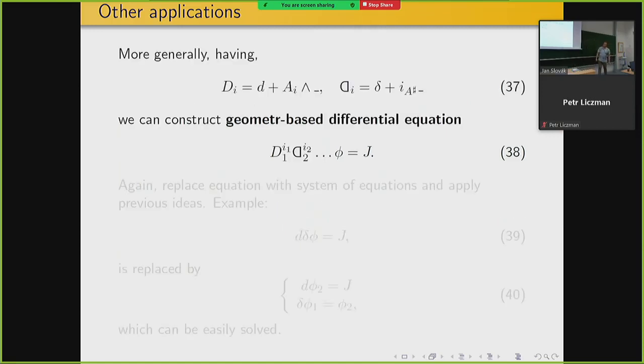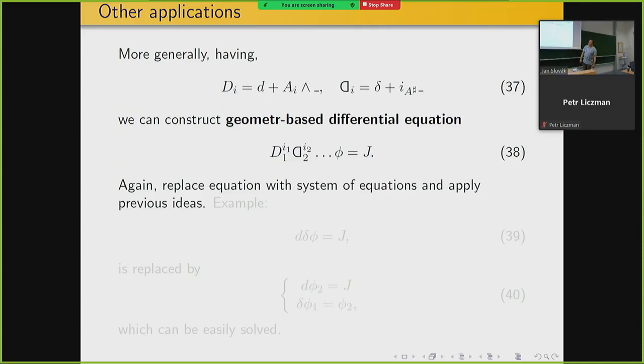Okay. And you can generalize even more. You can define a lot of these covariant derivatives with different one forms, and co-covariant derivatives with, there should be some index I. So you can decompose these operators which act on some unknown form phi, and it's equal to J. I call it a geometric-based differential equation because they are motivated from differential geometry.